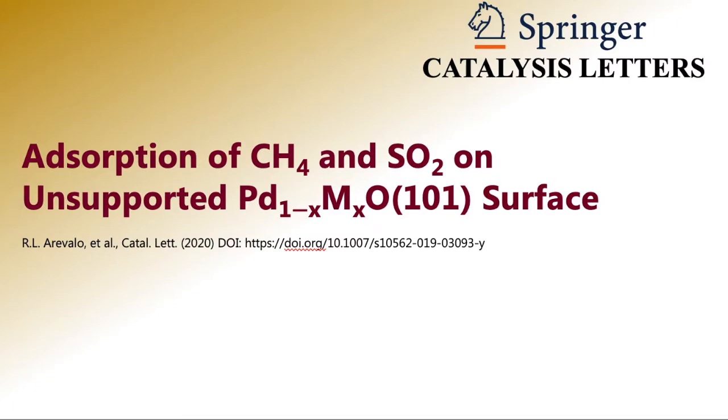So let us now look at how we can modify the properties of palladium oxide to avoid sulfur poisoning. Experiments suggest that alloying palladium oxide with other metals can potentially address the problem of sulfur poisoning, in addition to improving the activity and stability of palladium catalyst for methane oxidation.